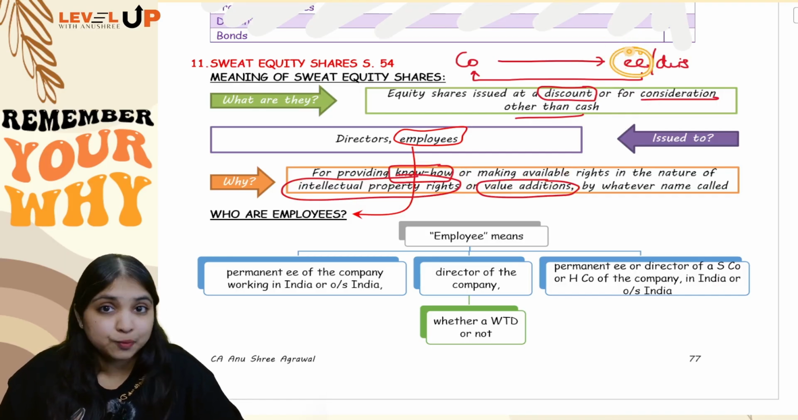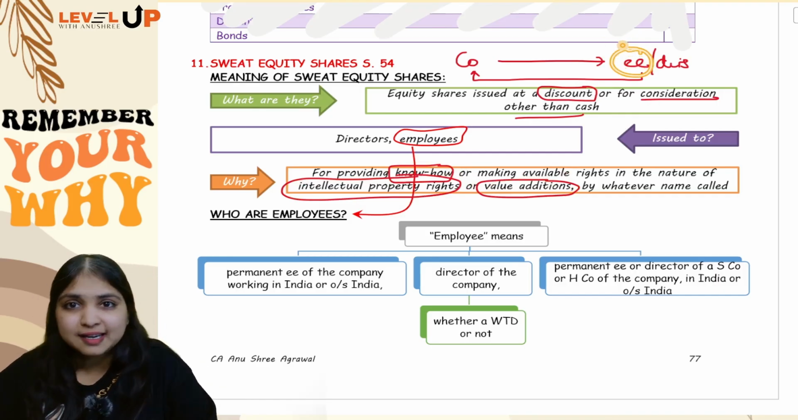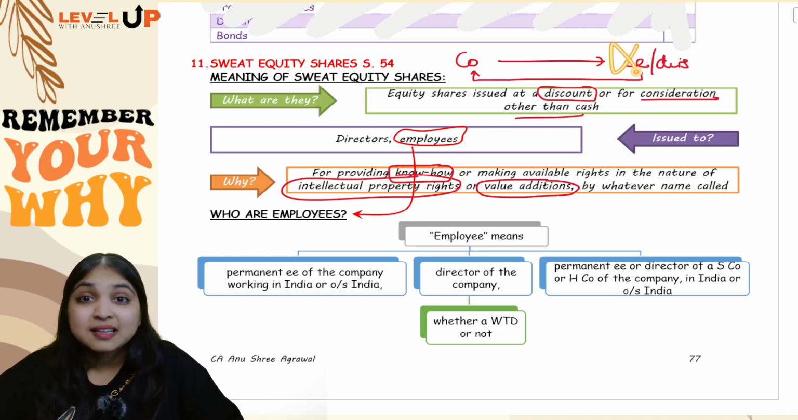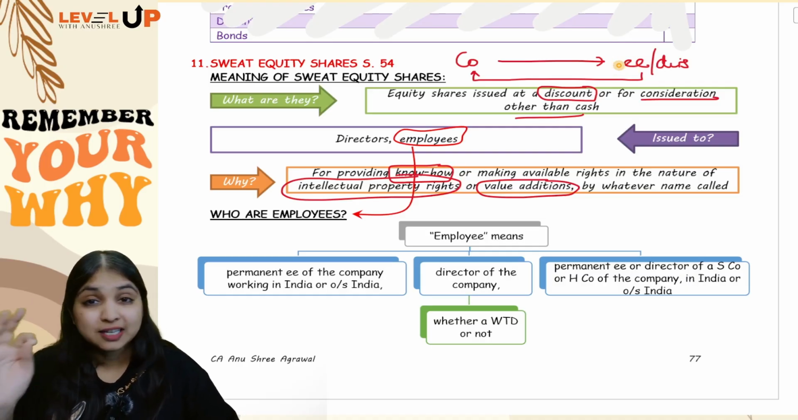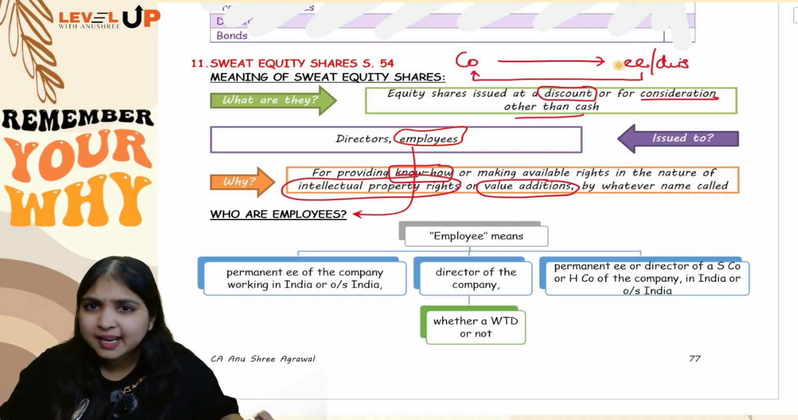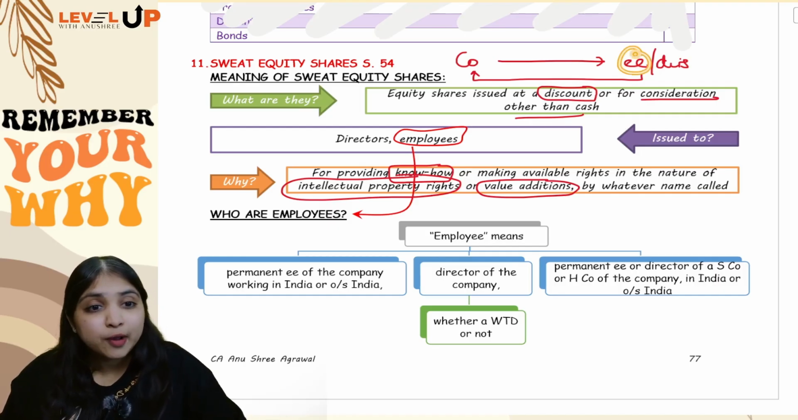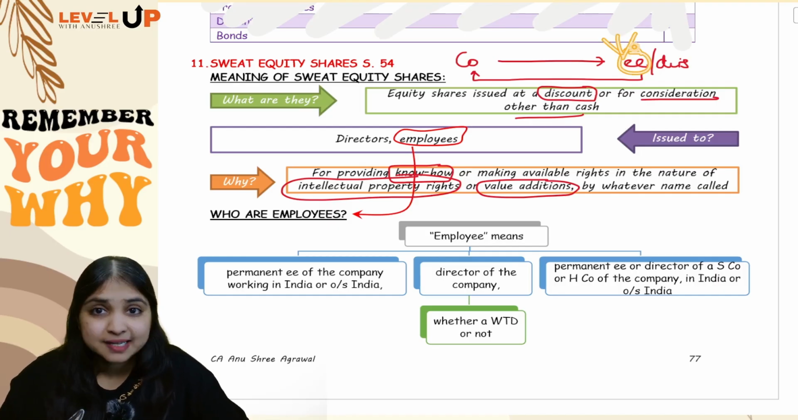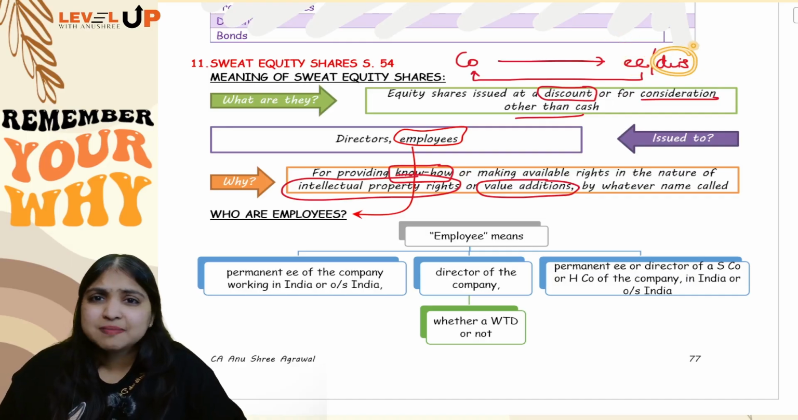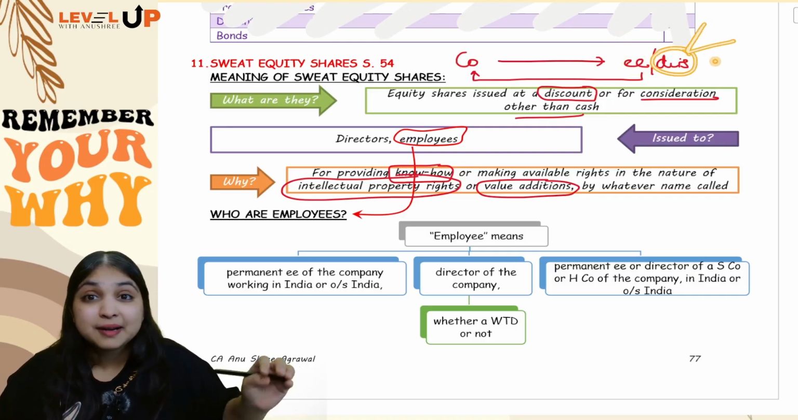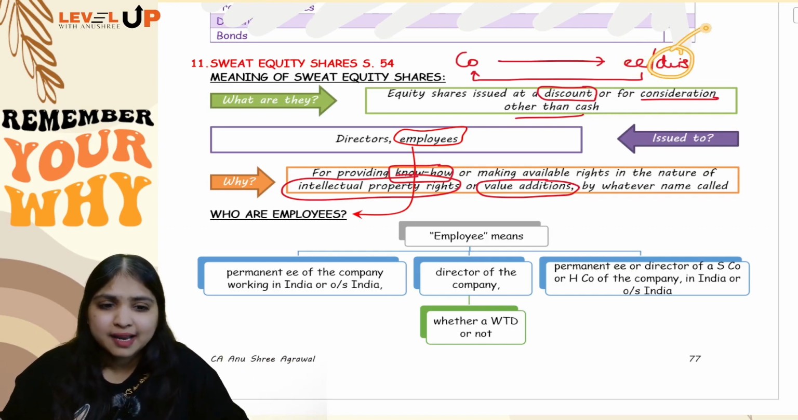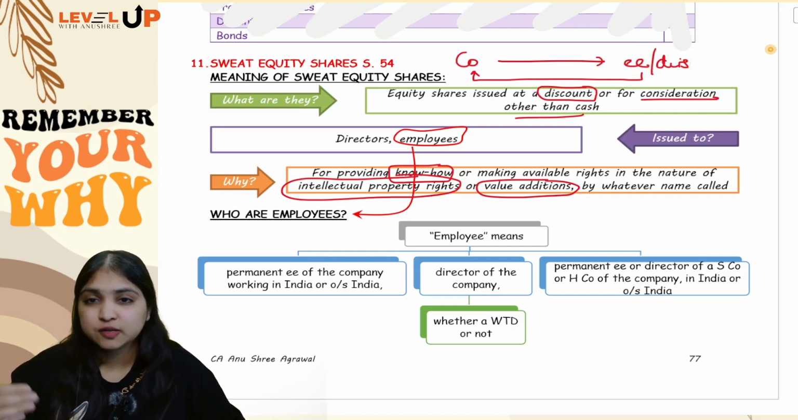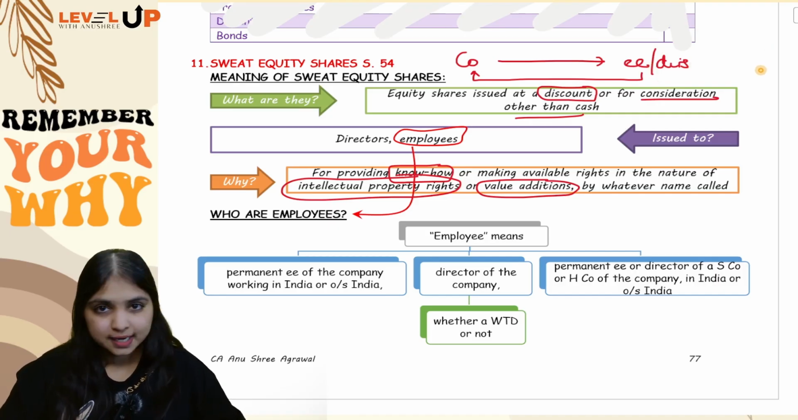Now these employees, remember, they can be employees of the company, holding company or subsidiary company, but the employees have to be permanent employees, which means whether they are working in India or outside India, they must be permanent employees. They must not be interns, they must not be employees who are still in probation and all. They should be permanent employees working in India or outside India, doesn't matter. Employees of the company, holding company, subsidiary company, doesn't matter. Directors may be whole-time directors, part-time directors, independent, not independent, executive, not executive, it doesn't matter. Directors can be any kind of directors, just that they must be directors of the company, holding company or subsidiary company.